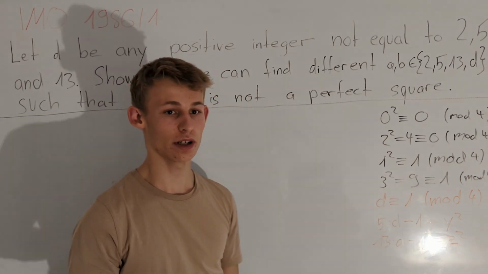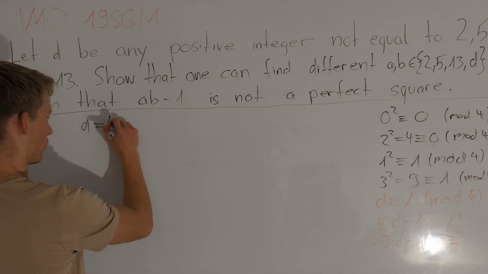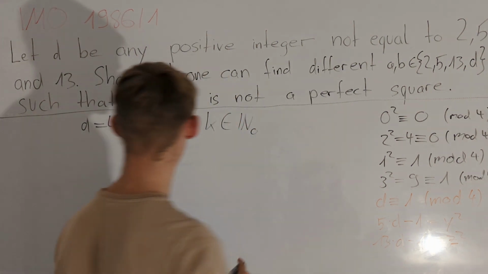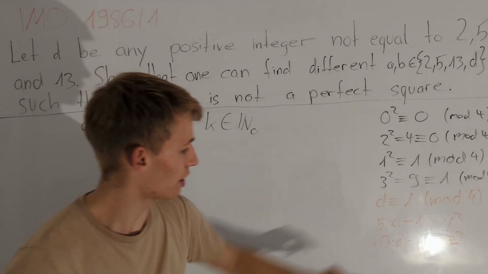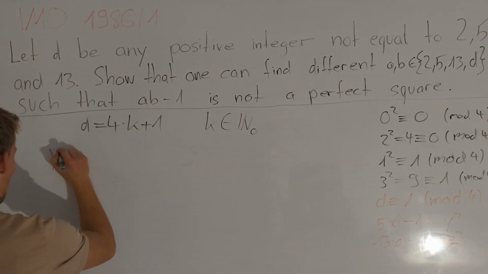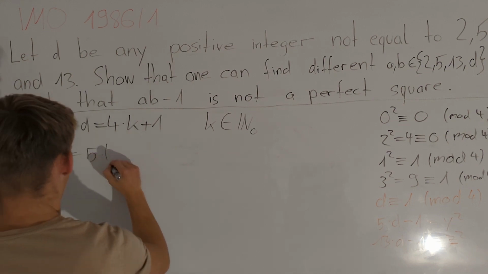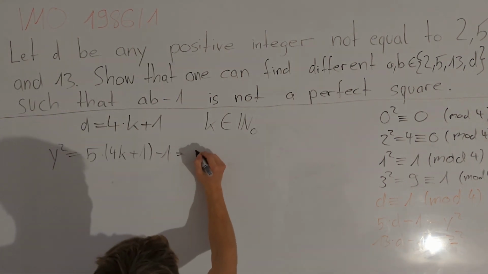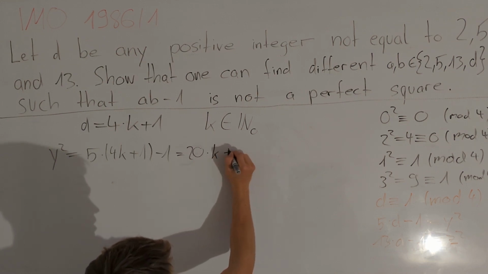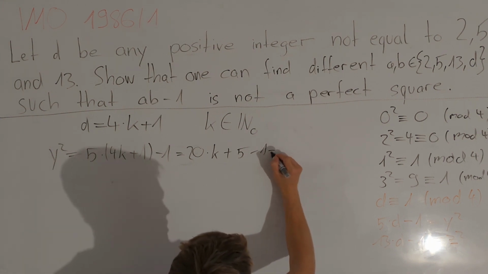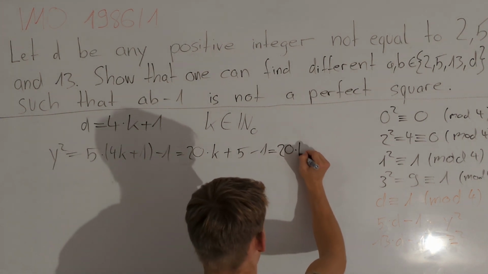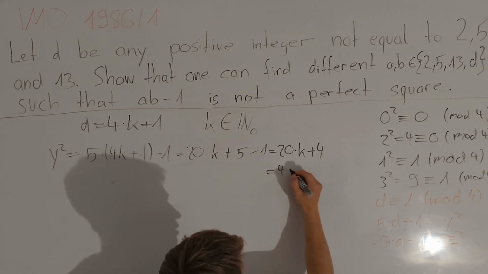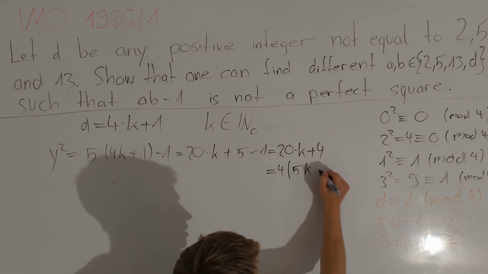From d congruent to 1 mod 4, we can write d as 4 times k plus 1, where k is a non-negative integer. And now we can plug this d into our two equations here, and we get that y squared is equal to 5 times (4k plus 1) minus 1, and this is equal to 20 times k plus 5 minus 1, which is equal to 20 times k plus 4. Now we can factor out the 4 and get that this is equal to 4 times (5k plus 1).